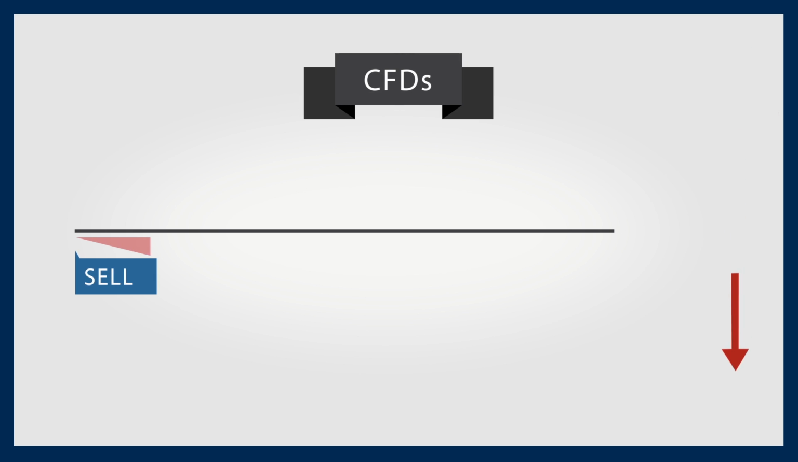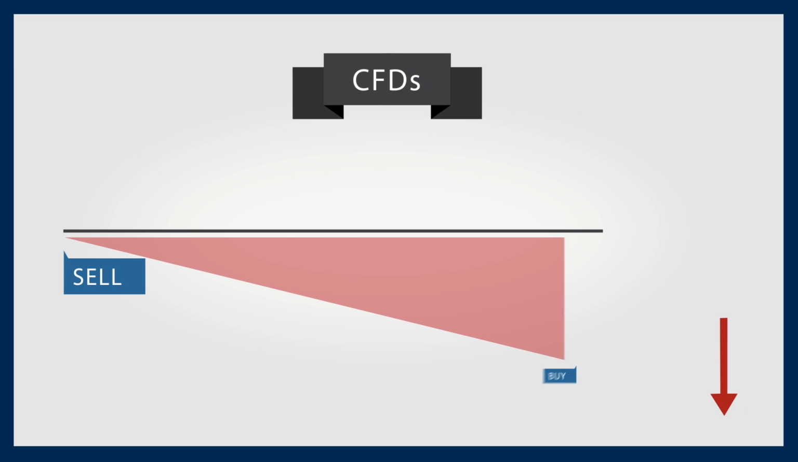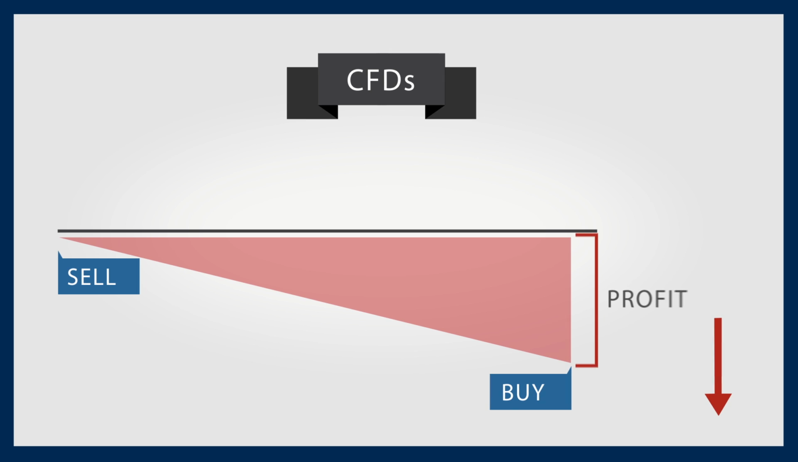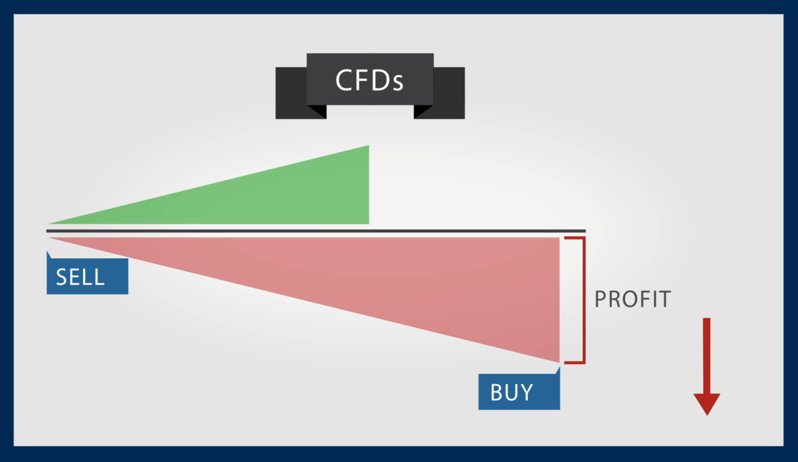You can sell a CFD on a stock that you believe will fall in price and then aim to buy it back later for less money and make a profit. But remember, if it rises in value, you'll potentially lose money.